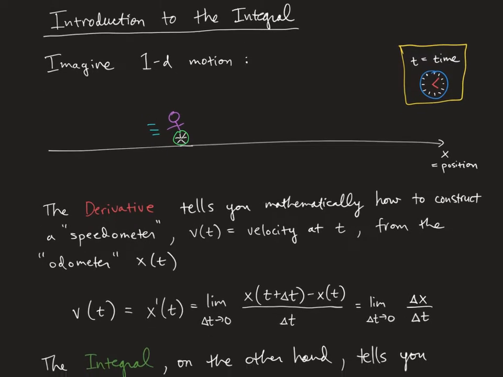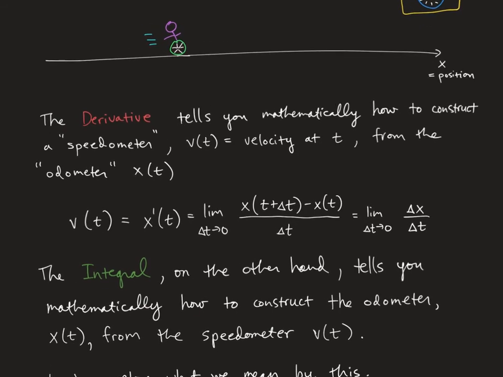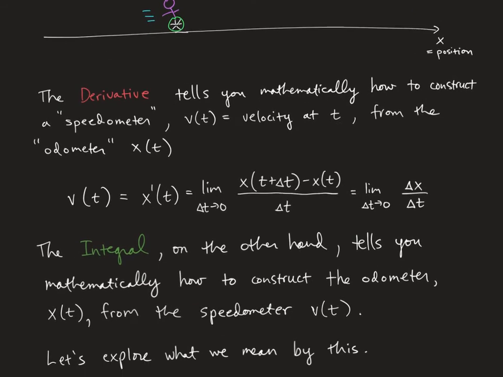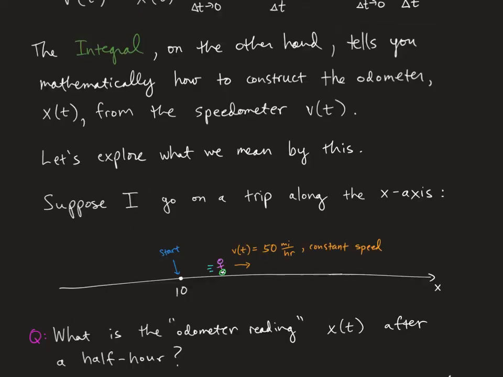Now the integral is, in a sense, flips this situation around. So instead of constructing a speedometer from the odometer, it tells you how to construct the odometer, your x of t, from the speedometer, which is the velocity. So we'll explore a little bit more about what we mean by this.